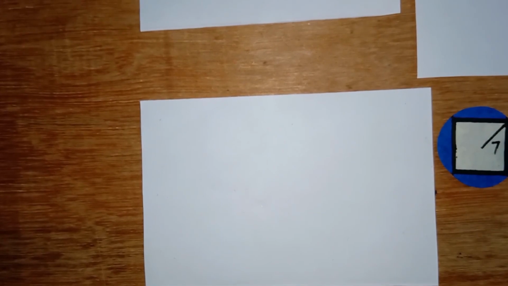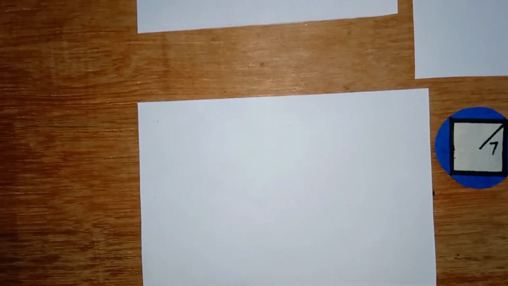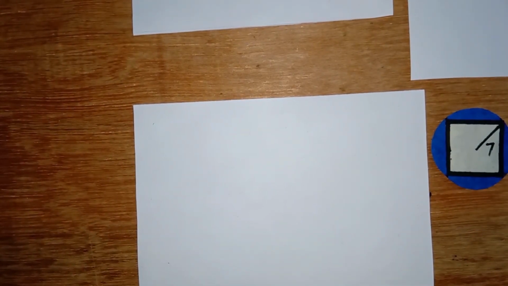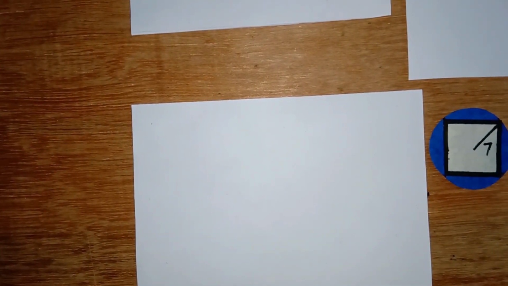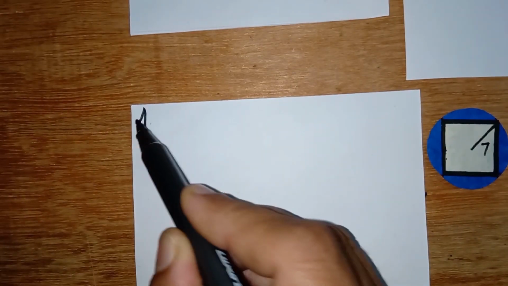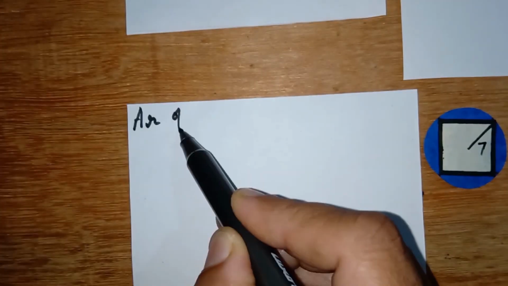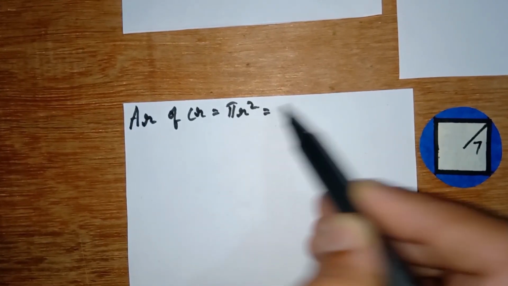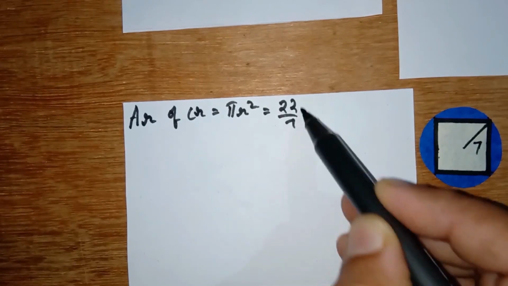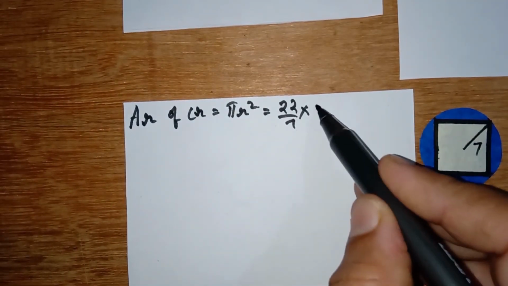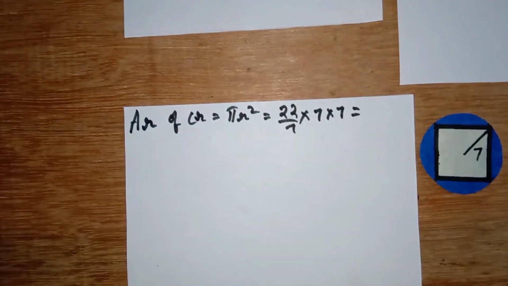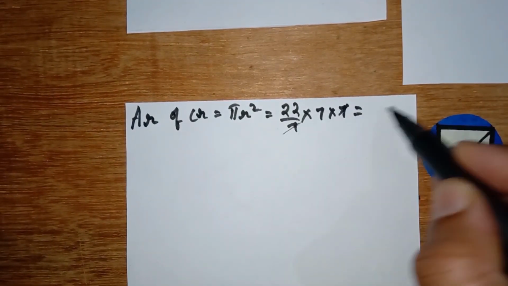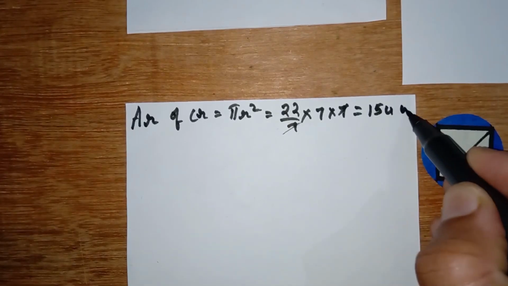Here we need to find the area of the blue region. Area of blue region is equal to area of circle minus area of square. Area of circle is pi r square. Pi is 22 by 7. Radius is 7. The 7s get cancelled. 154 centimeter square.